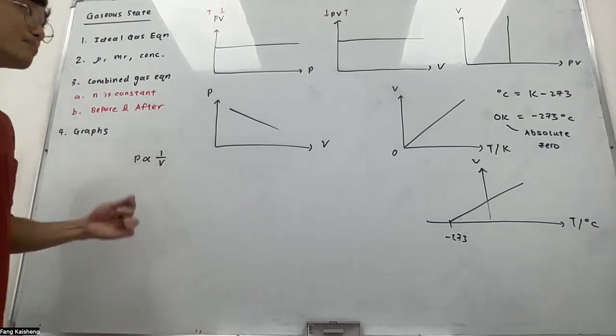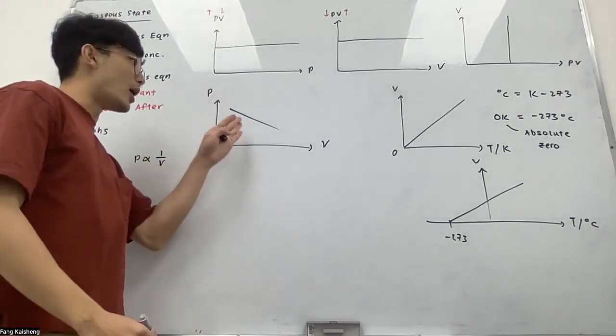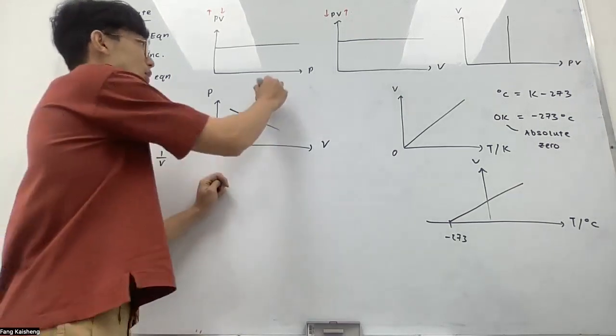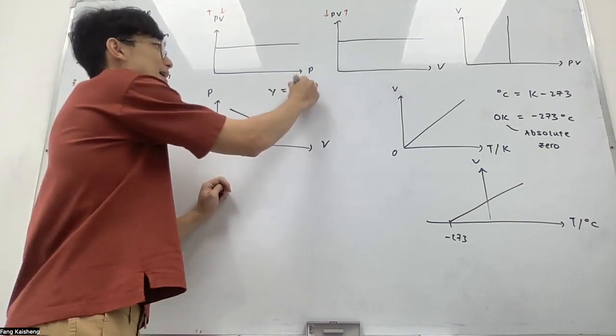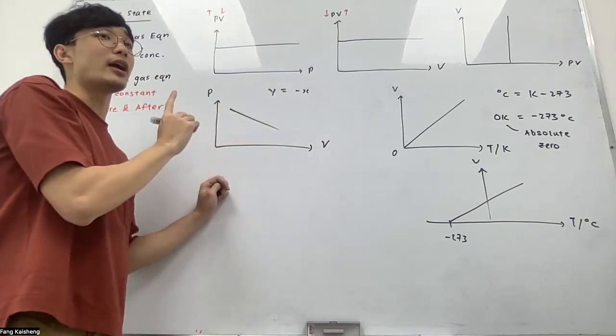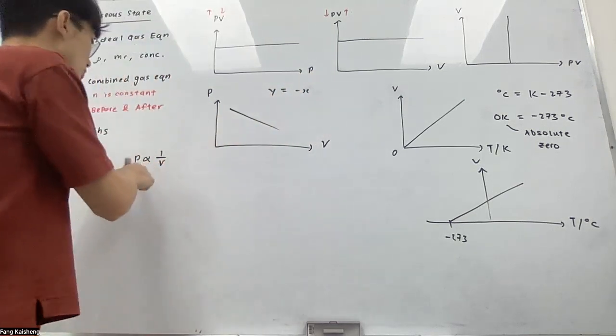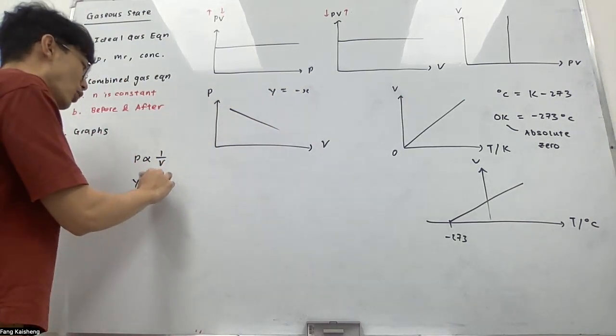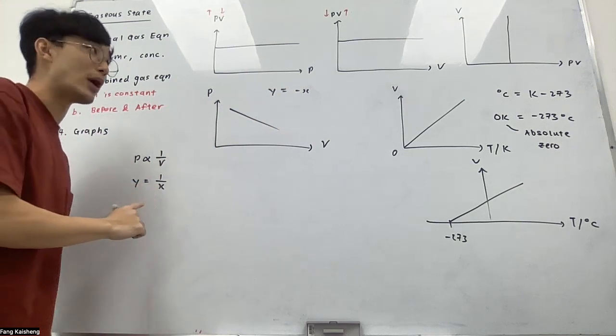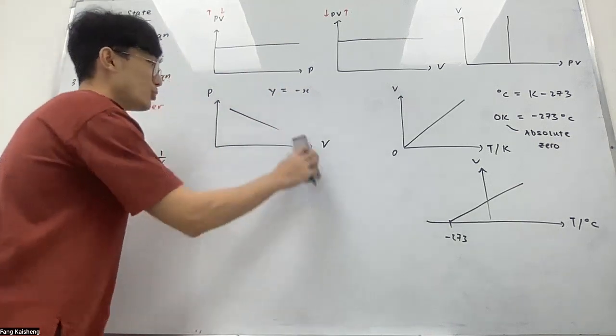In math, what is this graph representing? y equals minus x. Can you all see this is incorrect? Because it's not a y equals minus x graph. It is a y equals 1 over x graph. Do you all know what 1 over x is?